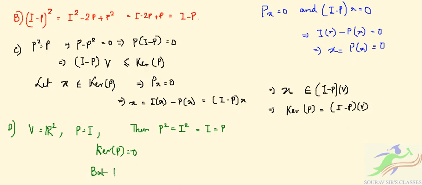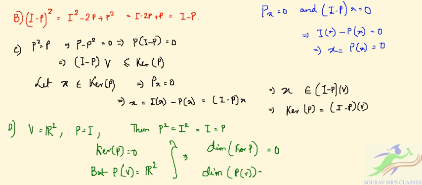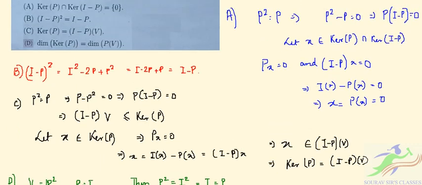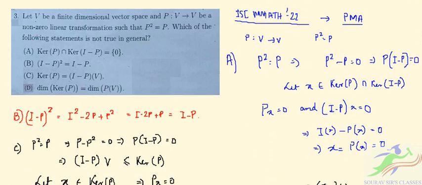But we have P of V in the real space R2. So from here we can find the dimension. In this case, the kernel of P is equal to 0, and the dimension of P of V is equal to 2. So these are not equal. So in our case option D is the incorrect one. Which of the following statements is not true? Option 3D is not true, so you have to take this answer 3D.